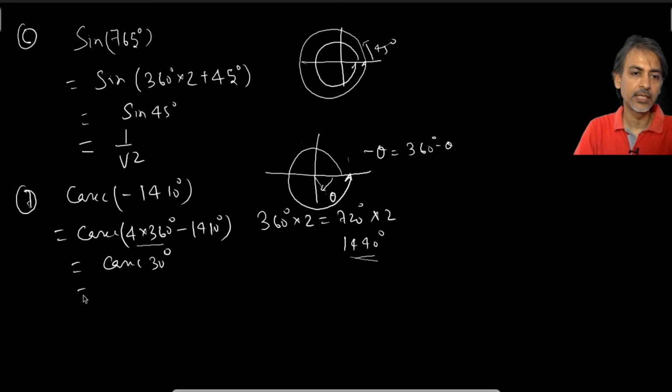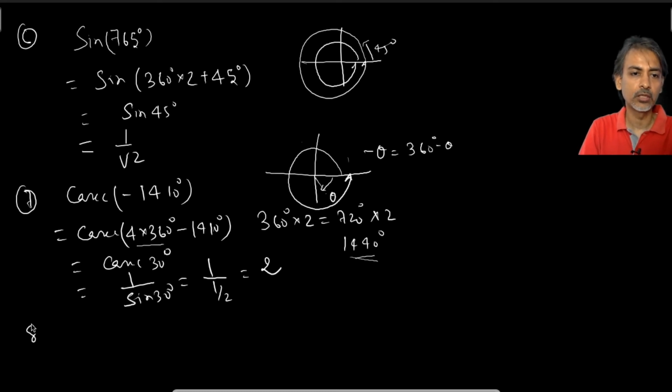Now cosec 30 degrees is what? 1 upon sin 30 degrees. 1 upon sin 30 degrees is nothing but 1 upon, if you remember cosec 30 degrees directly, that is fine. If you don't, then you can do this as well. This will be 2, right?